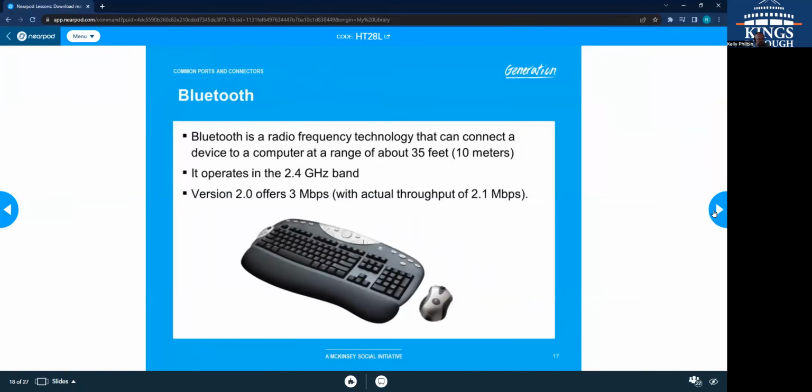Not that I'm aware of, Lincoln. I think you're thinking a little more ultraviolet. Okay, we'll move on to Bluetooth then. Let's see.